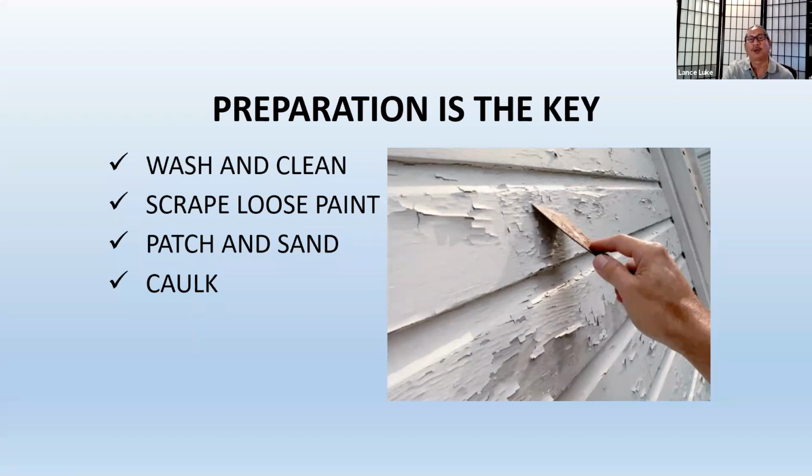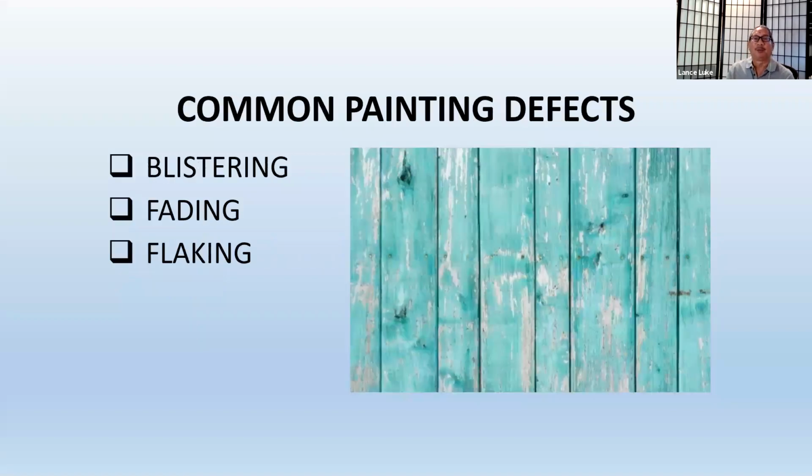Now, what happens if there's no proper preparation or there's no proper application of the paint? Bunch of things can happen. So let's talk about common painting defects. And there's many more defects or defective situations than I'm describing today, but I'm just talking about the main ones that I've been accustomed to.